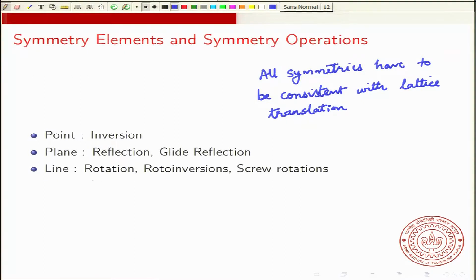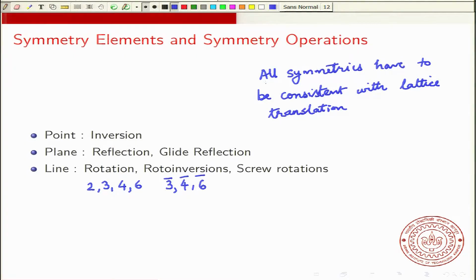So basically this ensured that you have only 2, 3, 4 and 6 fold rotations. Okay, and similarly, 2 bar is actually identical to inversion, to I. So you just have rotoinversions of 3 bar, 4 bar, or 6 bar. Similarly, we saw that only certain allowed screw rotations were present.